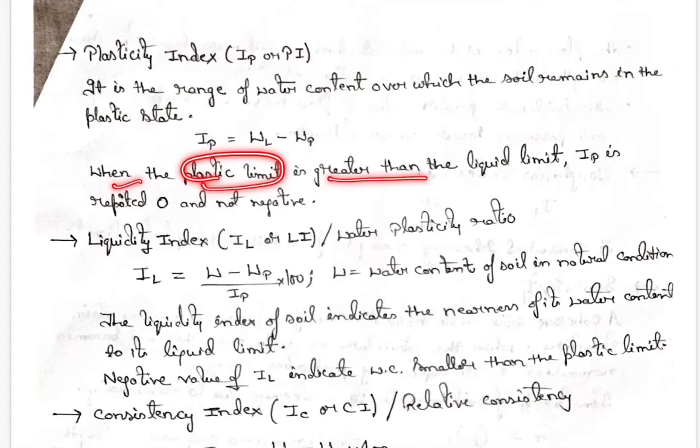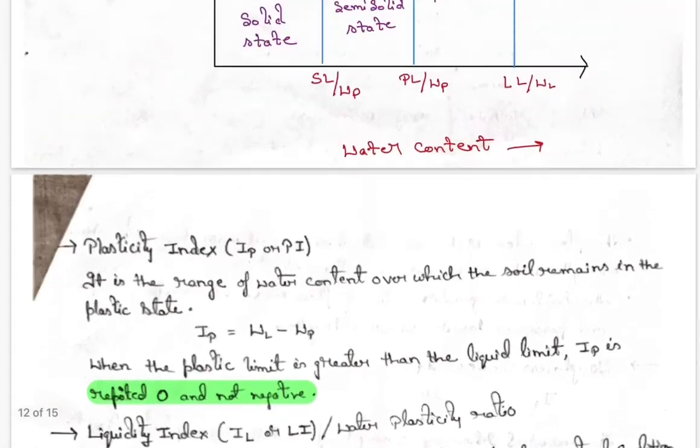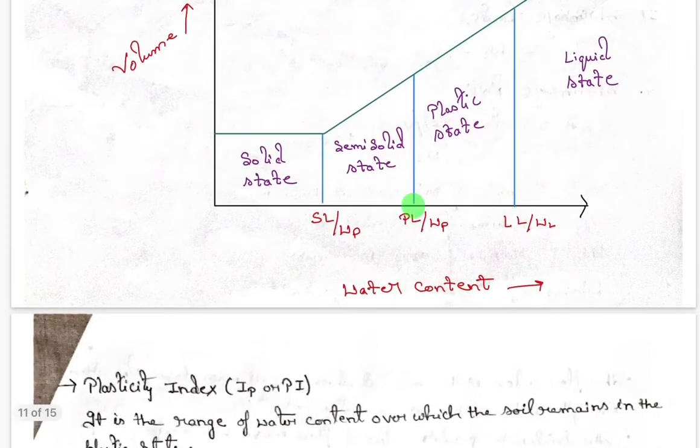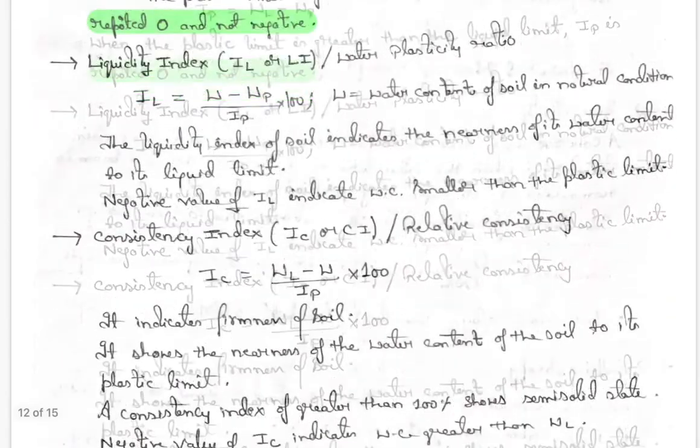When the plastic limit is greater than the liquid limit, IP is reported 0 and not negative. This must be remembered. IP is reported 0, not negative, when the plastic limit is greater than the liquid limit. When this PL is greater than liquid limit, that is liquid limit will be on the left side of the plastic limit.